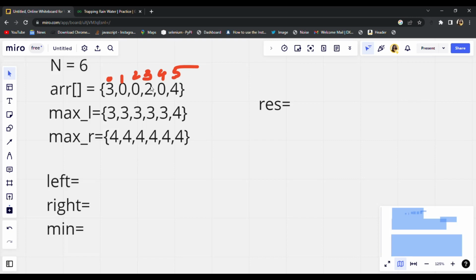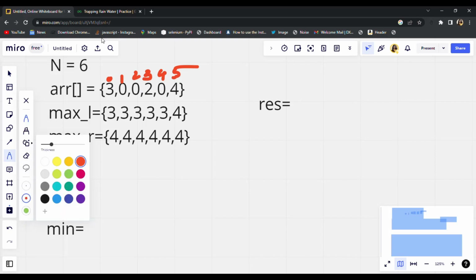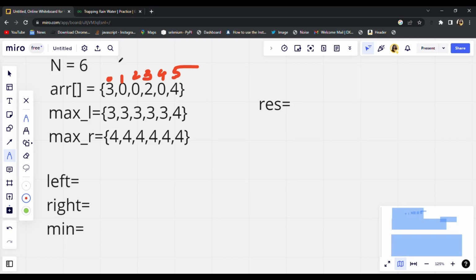So we are going to start traversing from the first index and not the 0th index. Why? Because there is no chance we can store water on the 0th index block. Okay, because there is no boundary for this on the left side. So for the first index block, which is having a height of 0, what we need to do is find the maximum height of the block on the right side of it and on the left side of it.